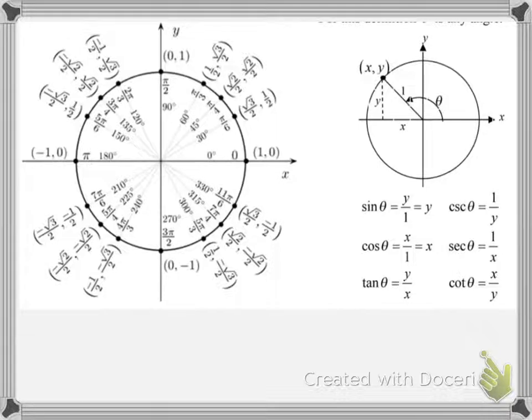Sine is going to be your y coordinate on the unit circle. Cosine is going to be the x coordinate. Tangent will be y divided by x. Cosecant, secant, and cotangent, you will note, are all the reciprocals of sine, cosine, and tangent. So notice that they all just got flipped, okay? The numerator became the denominator, and the denominator became the numerator.